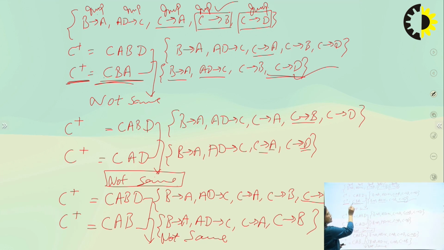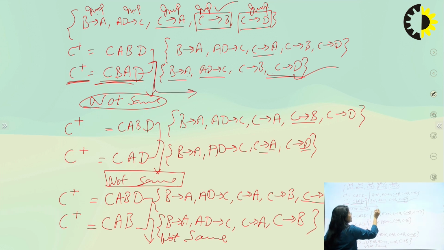So C we are already having. If we are having C, we can reduce what? B. Okay. Right. If we are having B, we can reduce A. Yes. From this functional dependency, we can see that if we are having C, we can reduce D. So, by mistake, we have written not same, but again, when we have checked, it is found the same, right?